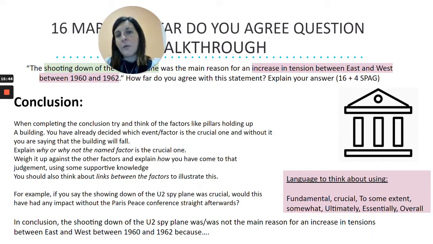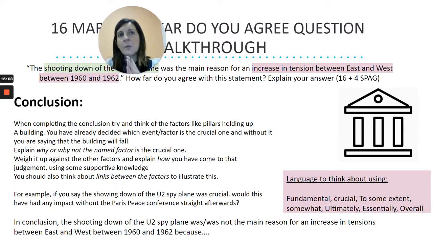Try and think about all of the factors that you've written about representing a pillar holding up a building. So if the shooting down of the U-2 plane is one pillar and you have two other pillars, why is it that the shooting down of the U-2 plane is the most crucial one? Why, when you take away those other two events, will the pillar still hold the building up? Why is it so crucial?